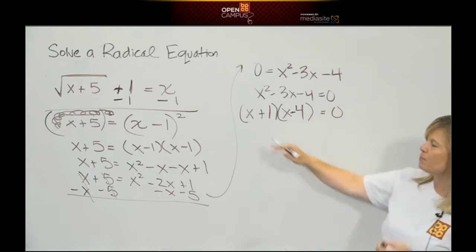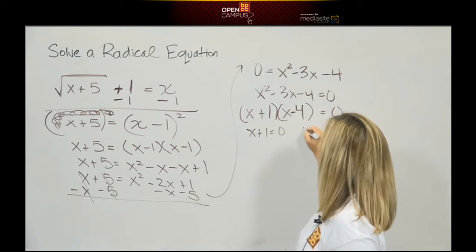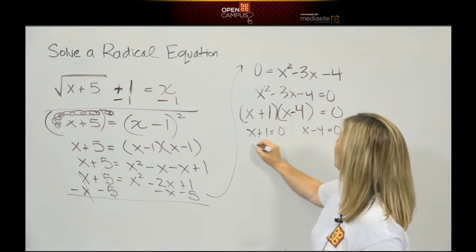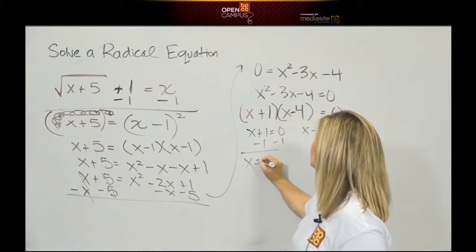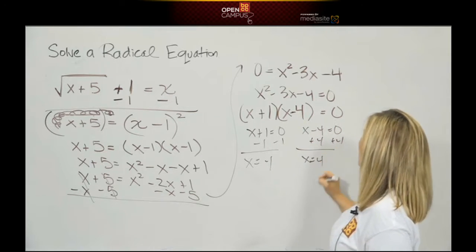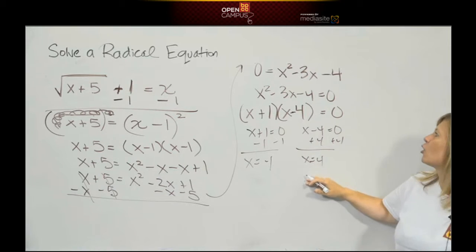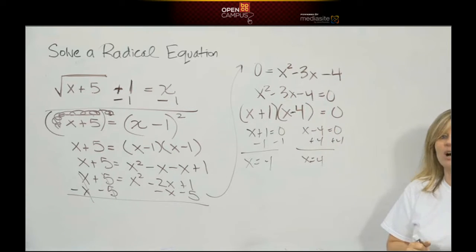So now you've factored, and you made 2 linear equations. We can solve each of those by setting them equal to 0, and we get our solutions. X equals negative 1. X equals positive 4. We should get 2 solutions because we were solving a quadratic equation.